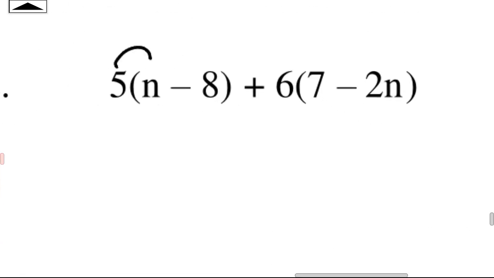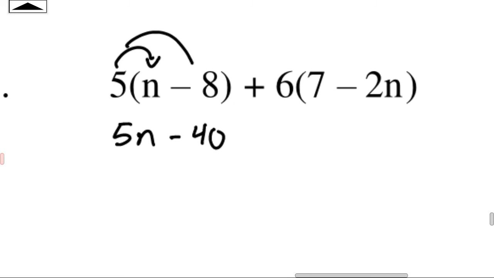Okay, 5 times n is 5n. 5 times negative 8 makes a negative 40. 6 times 7 makes a positive 42. 6 times negative 2n makes a negative 12n.